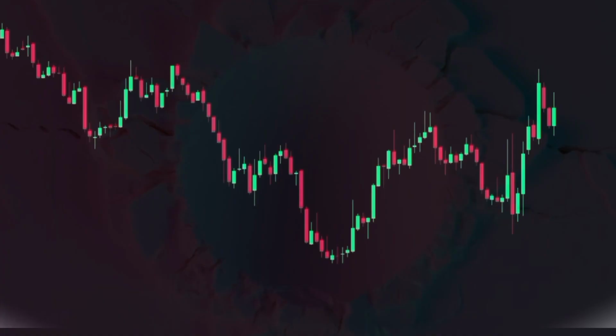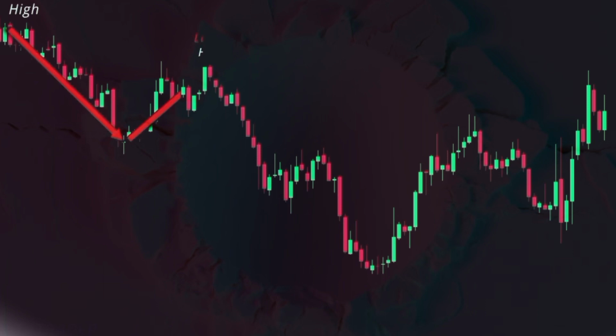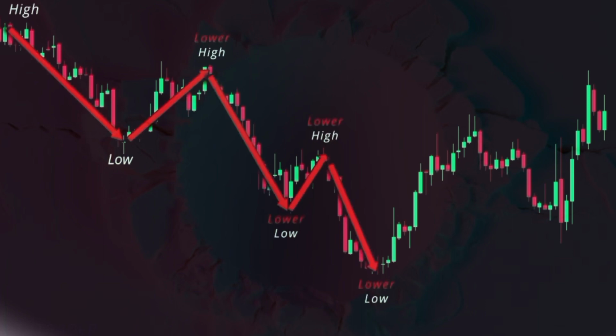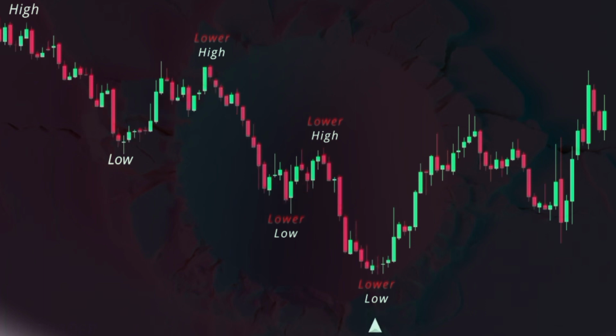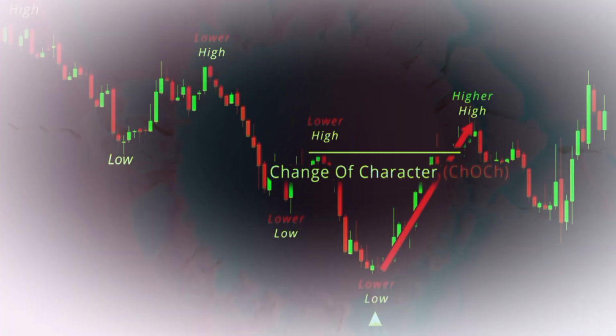So in this chart we can see that the price is forming lower highs and lower lows, indicating a downtrend. However, at some point we can see that after the price formed lower lows, here, price went up, but this time it managed to break above the previous high. At this point, notice that before, price always managed to stay below the previous highs, but this time it broke above it. And this is what we call a change of character.